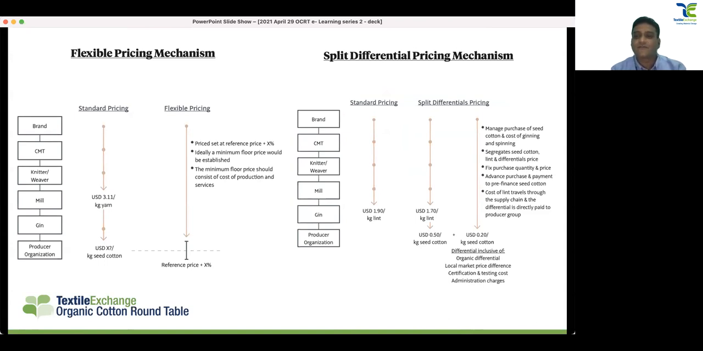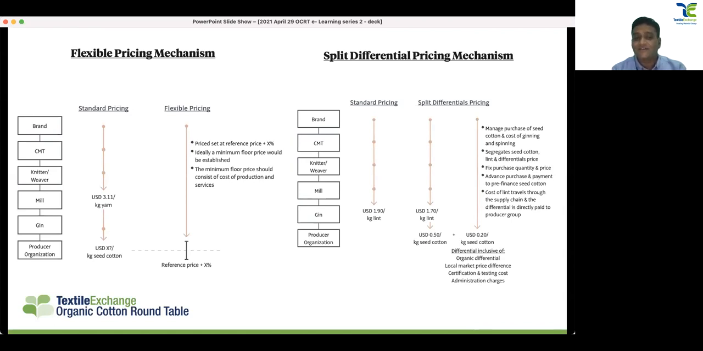It is nothing but a price that you fix for, let's say, 1 month, 2 months, or 6 months, whichever model you want. Let's target 6 months. So if you want to do this pricing, I will fix the price with my supply chain partners, or even with the farm group producer, saying, okay, this is the price that I want to use for 6 months.